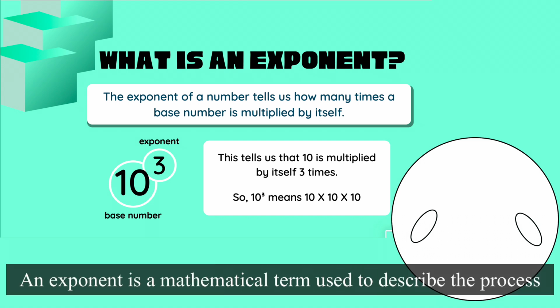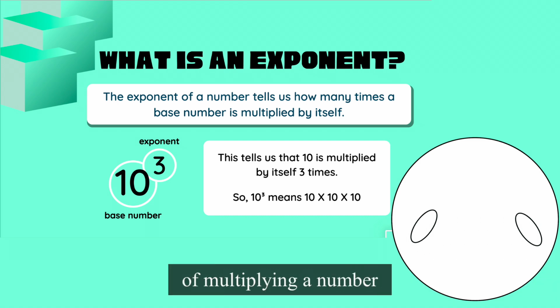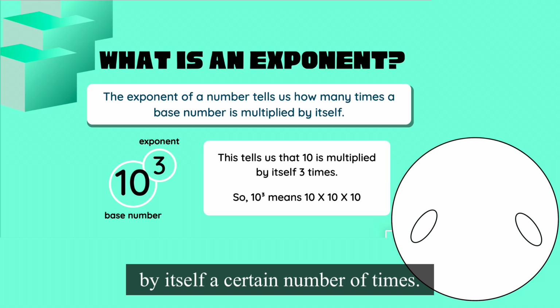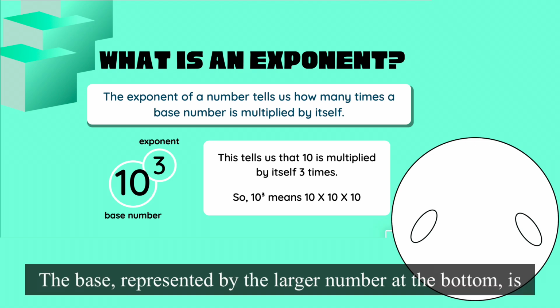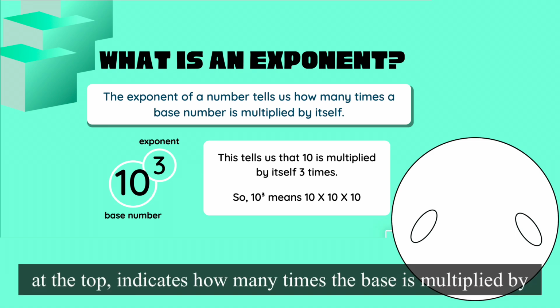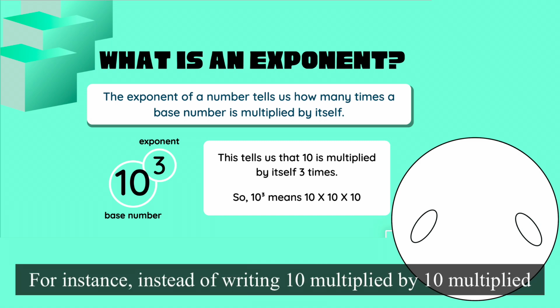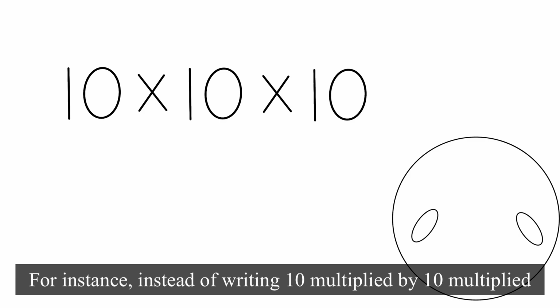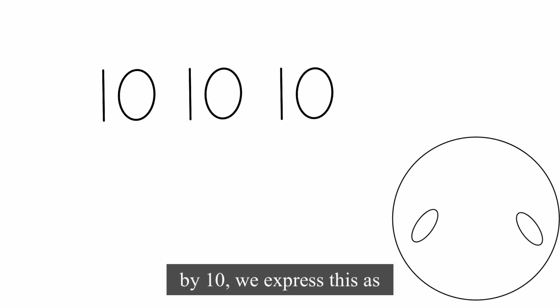An exponent is a mathematical term used to describe the process of multiplying a number by itself a certain number of times. The base, represented by the larger number at the bottom, is the number being multiplied, while the exponent, which can also be described as a power, shown as the smaller number on the top, indicates how many times the base is multiplied by itself. For instance, instead of writing 10 multiplied by 10 multiplied by 10, we express this as 10 raised to the power of 3.